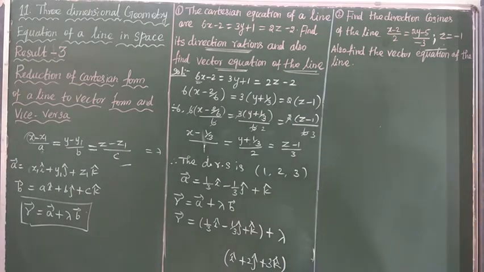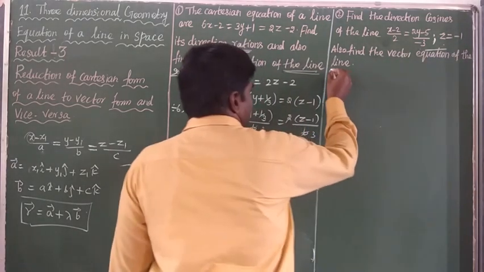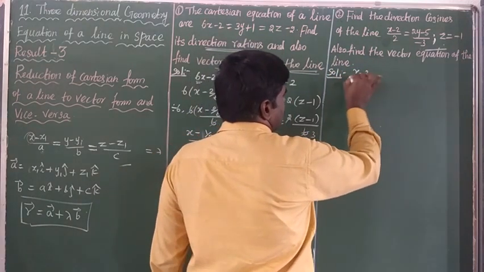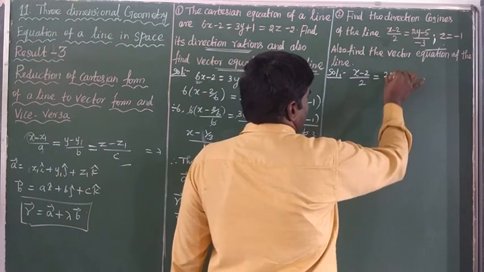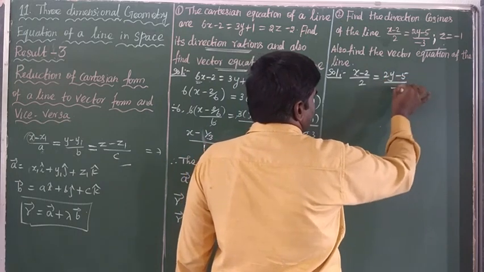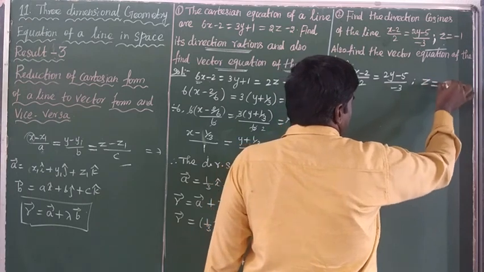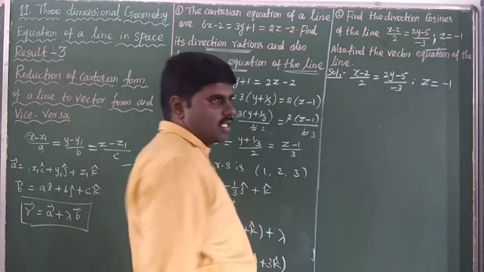Just go through it, R.D. Sharma, same way. Here, what are the given equations? (x minus 2) divided by 2 is equal to (2y minus 5) divided by 3, and here z is equal to minus 1. Z is equal to minus 1.